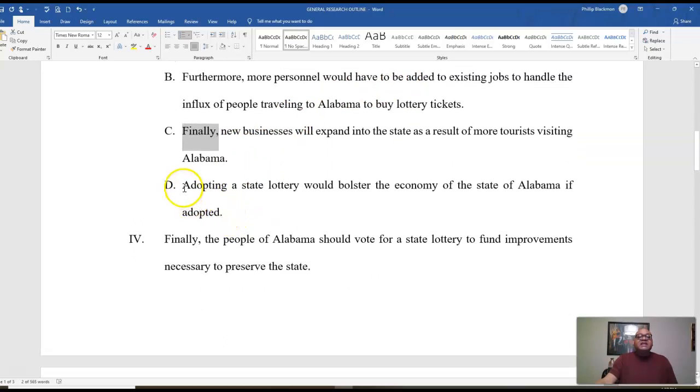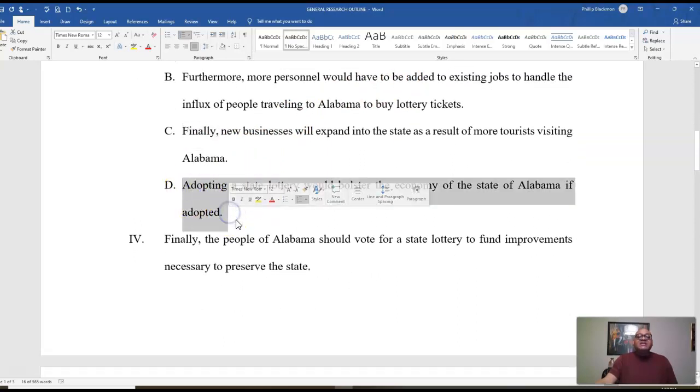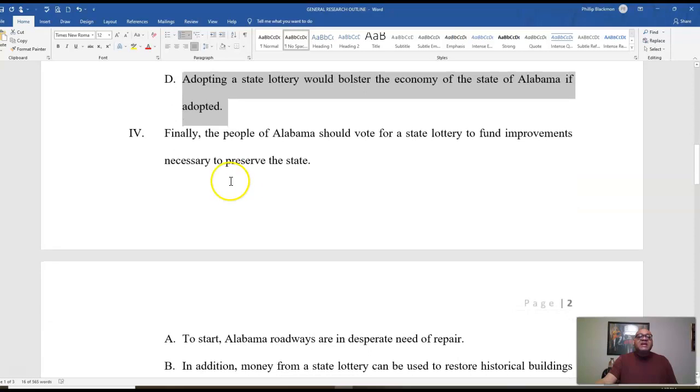Again, D is only the concluding sentence. It is not a point, okay? It is not a point. It is just a concluding sentence. Same thing with Roman numeral number 4.